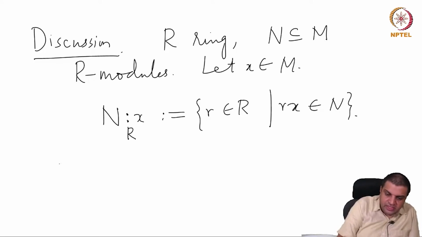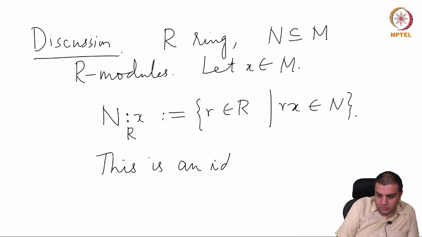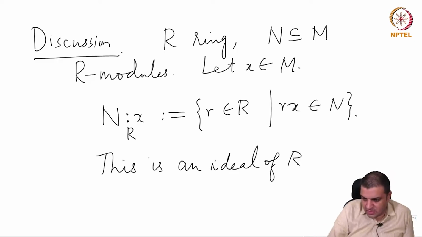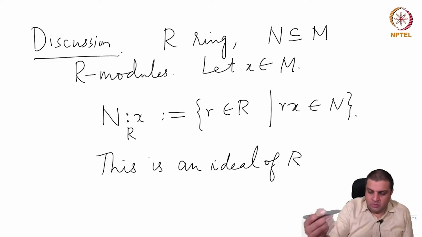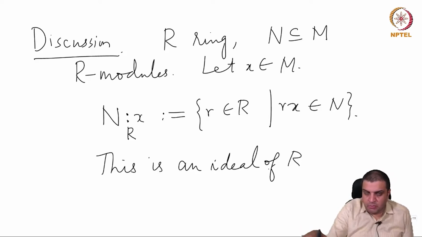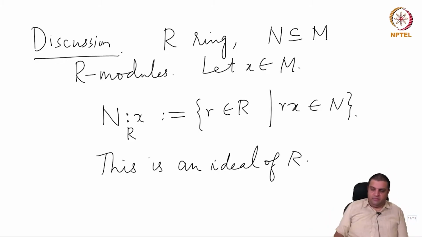So now it's easy to check that this is an ideal of R. These are all the elements in R that multiply x into N, and one can observe that this is an ideal, and that ideal is a proper ideal if and only if x is not inside N. If x is inside N, then 1 will belong to the set, so it will be all of the ring, and if x is not inside N, 1 cannot belong to this set, so it is a proper ideal. Okay, so this is an ideal.